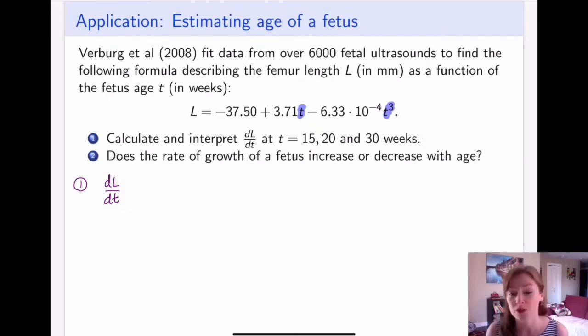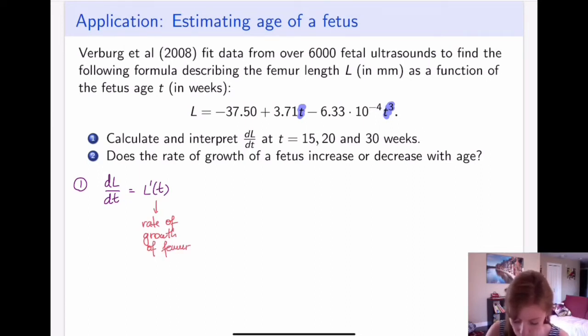And it's also telling me very clearly what the units should be, because the top is the units of L, which are in millimeters, and the bottom are the units of t, which are in weeks. So my answer will be in millimeters per week. Fantastic. Okay, so the other way to write this is, of course, to say this is L prime of t. And the verbal description of this would be that this is the rate of growth of the fetus, of the femur. I guess I can be more specific. Okay, so these are all the possible descriptions of this derivative here without the graphical one because we don't actually have the graph here. Fantastic.